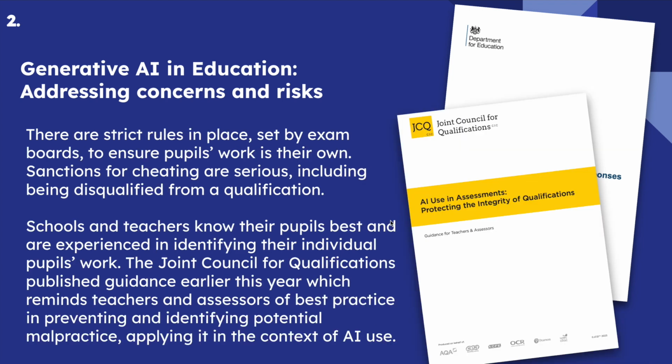A final document from the Joint Council: AI Use in Assessments, Protecting the Integrity of Qualifications. There are strict rules in place set by exam boards to ensure pupils' work is their own. Sanctions for cheating, as always have been in terms of plagiarism, are serious, including being disqualified from a qualification. Schools and teachers know their pupils best and are experienced in identifying their individual pupils' work. The Joint Council for Qualifications published guidance earlier this year in 2023, which reminds teachers and assessors of best practice in preventing and identifying potential malpractice, applying it to the context of AI use.